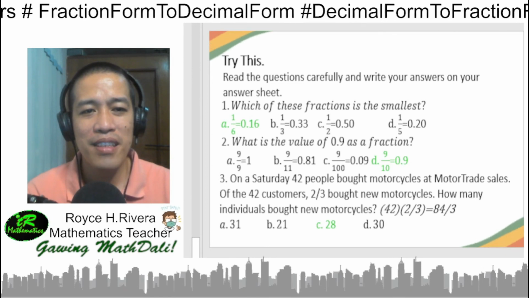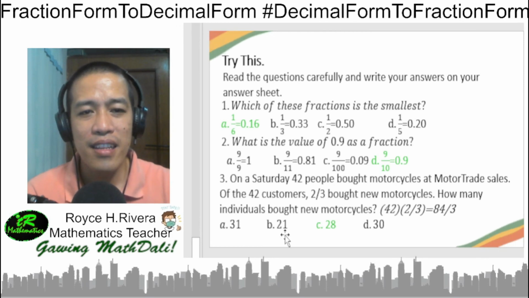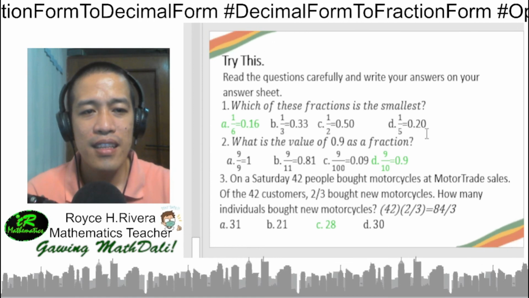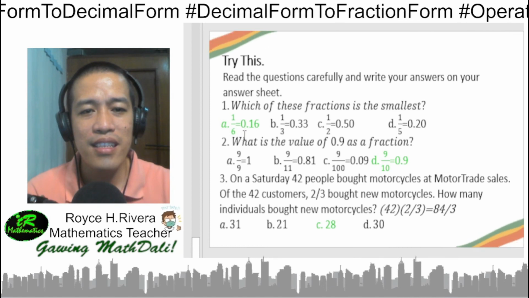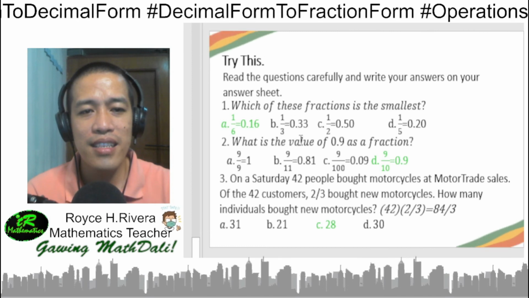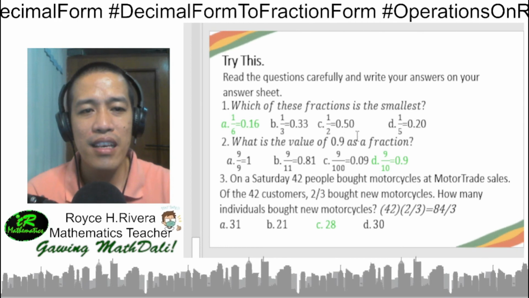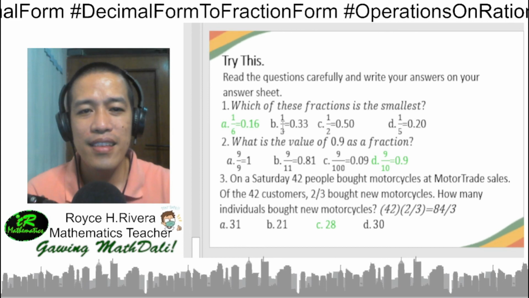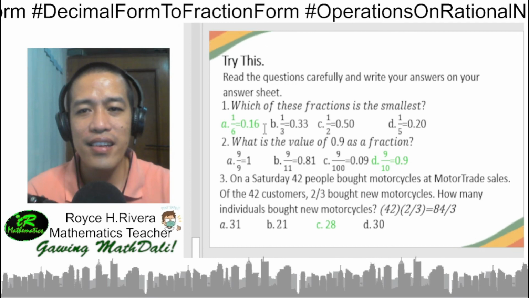Number 1, which of these fractions is the smallest? So by transforming all fractions to decimal, the smallest value is 1 over 6, that is equal to 0.16. Because 1 over 3 is 0.33, 1 over 2 is 0.50, and 1 over 5 is 0.20. So we have verified that the correct answer is letter A, 1 over 6.